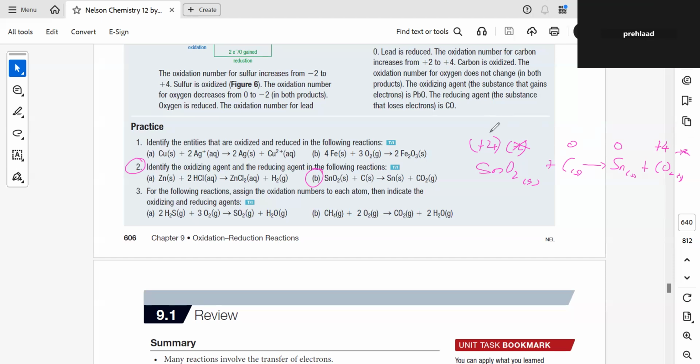Now pay attention. Tin has changed from plus 4 to 0. Carbon has changed from 0 to plus 4. 0 to plus 4 means loss of electron. Plus 4 to 0 means gain of electron. Correct? Loss of electron is oxidation. That means reducing agent. Gain of electron means reduction. That means oxidizing agent. Write it down.